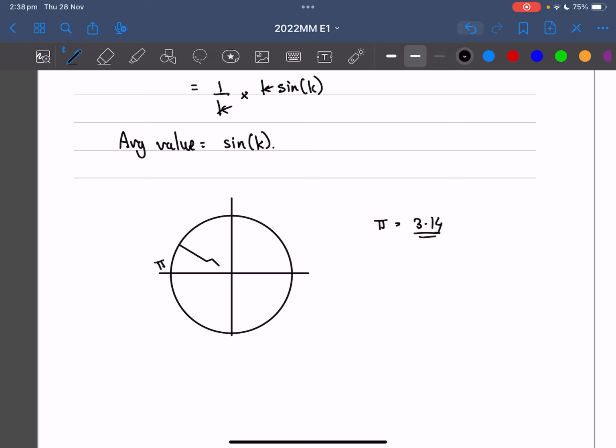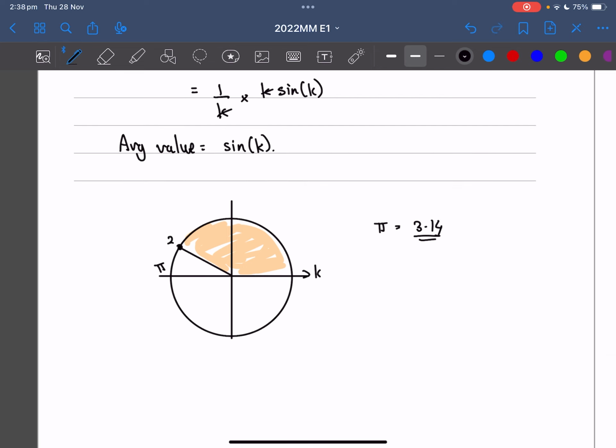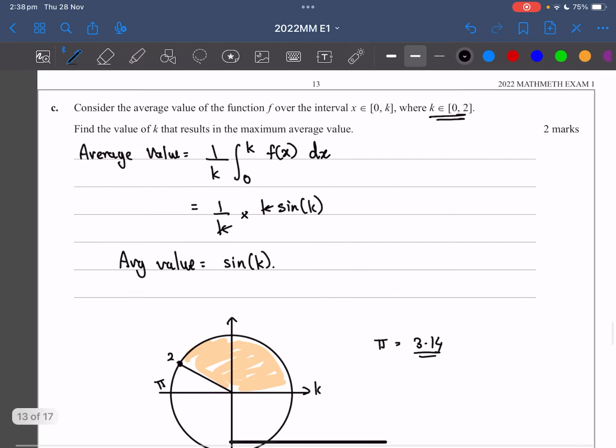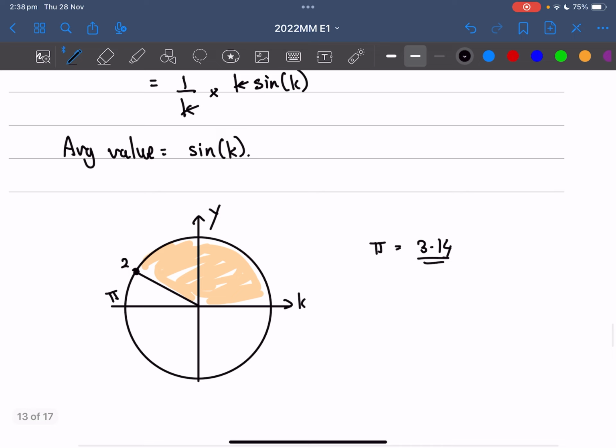Wow, that's a good line. Okay, our region has to be this region over here, right? That's the region we are looking at on the unit circle, correct? It can't go all the way to here because that would exceed the domain of k, so we can't let that happen. So let's say this is our 2, k equals 2, right? And this is our k-axis, and this is our y-axis, okay? And we want to find the maximum value of sine k.